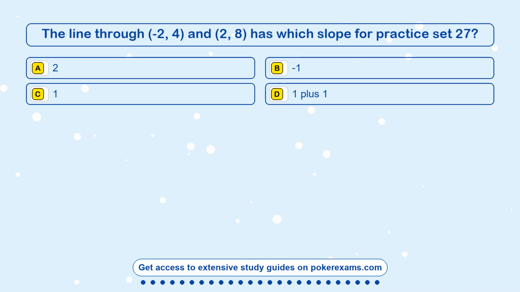Question 13. The line through (-2, 4) and (2, 8) has which slope for practice set 27? Option A, 2. Option B, -1. Option C, 1. Option D, 1 plus 1.